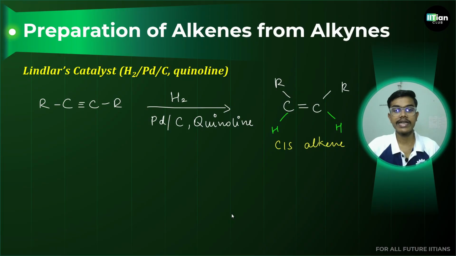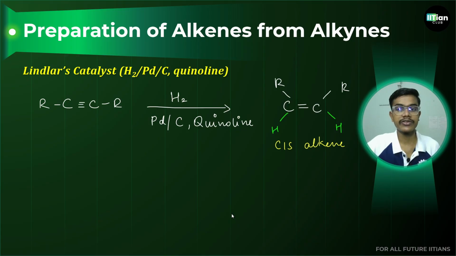Moving on, we have Lindlar's catalyst, which is used to prepare alkenes from alkynes by partial reduction. And this palladium on carbon with quinoline is a poison which is used because when we are using hydrogen directly without these poisons, it will be completely turning to alkane. To prevent that, we are using these, and this is Lindlar's catalyst, H2 in the presence of palladium on carbon and quinoline, and we'll be getting cis alkene in this.